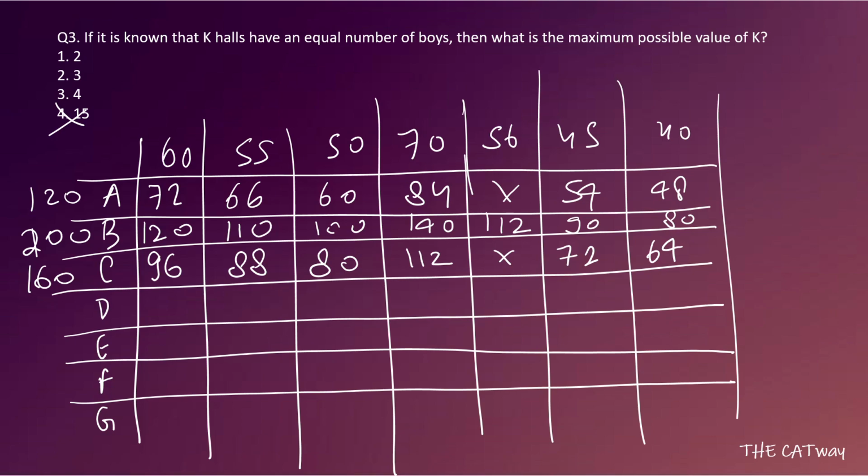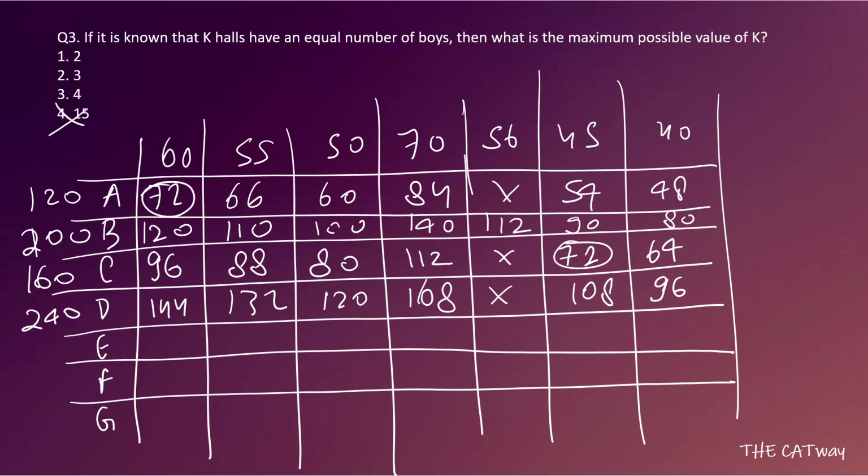Okay, so for D it is 240, so 60% of 240 we can get 144. See, 72 has started repeating itself. Let's see how many times it will repeat itself. So 144, then 55% it would be 132, 50% it would be 120, and 70% would be 168, 56 is not possible, 45% it would be 108, and 40% it would be 96. Okay, so 96 has also repeated itself two times, but nothing has come three times as of now. All the numbers which are being repeated are only repeated two times as of now.